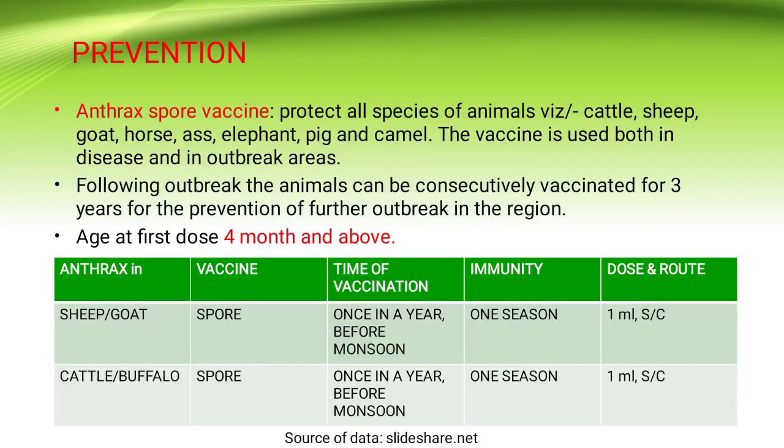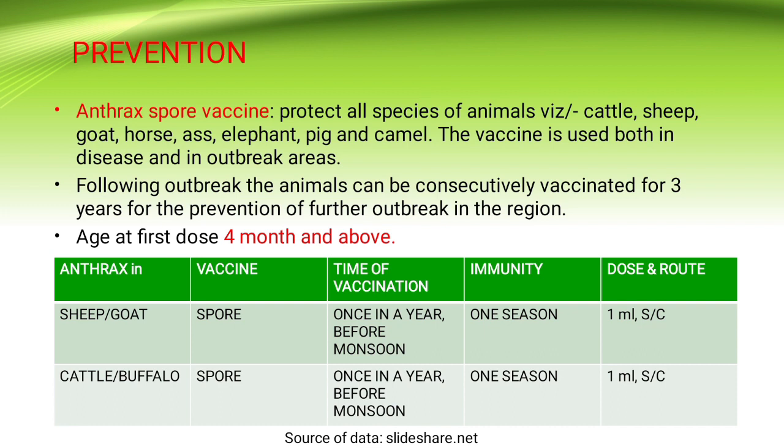Prevention. The disease can be prevented by proper vaccination. Anthrax spore vaccine protects all species of animals, that is cattle, sheep, goat, horse, ass, elephant, pig and camel. The vaccine is used in endemic and outbreak areas. Following an outbreak, the animals can be consecutively vaccinated for 3 years for the prevention of further outbreaks in the region. Age at first dose is 4 months and above.